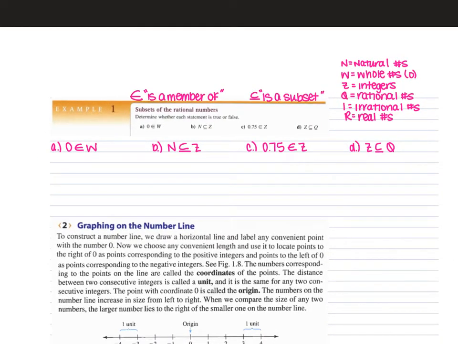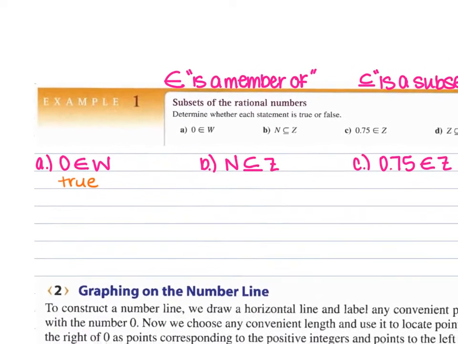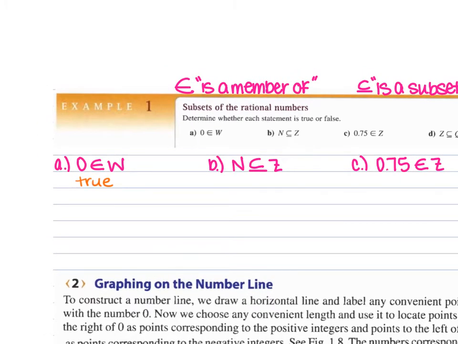So we have the first example, 1, for A through D. We're determining whether each statement is true or false. So A, we have 0 is a member of W, which is a whole number. So 0 is a whole number, so this is true. For B, we have N, or a natural number, is a subset of Z, so an integer. N is a natural number, so 1 through infinity, no fractions or decimals. Z is an integer, negative infinity to positive infinity, no fractions or decimals. So this is also true.